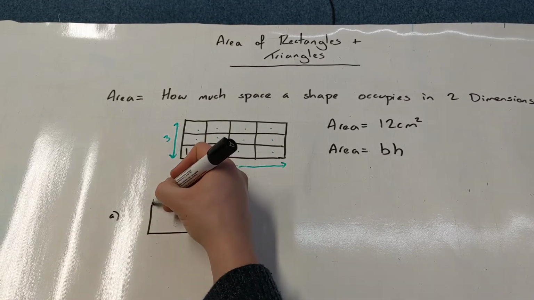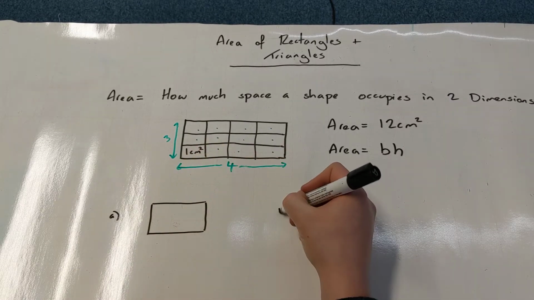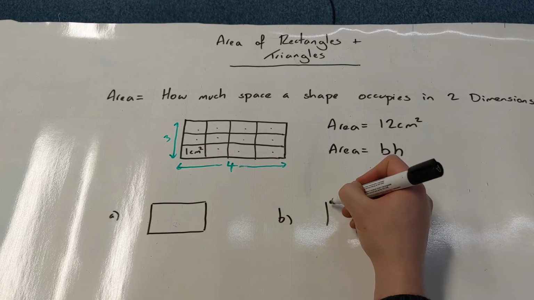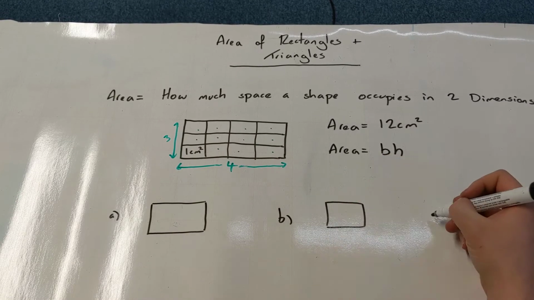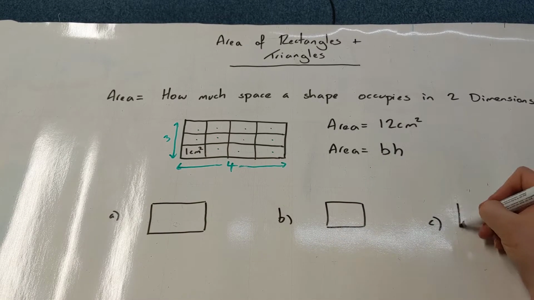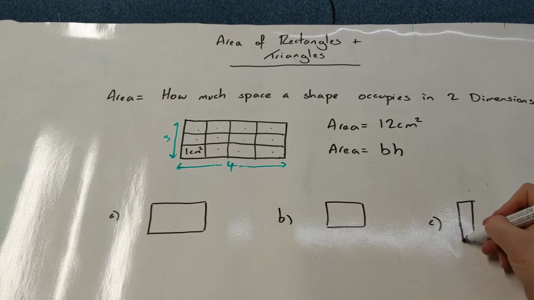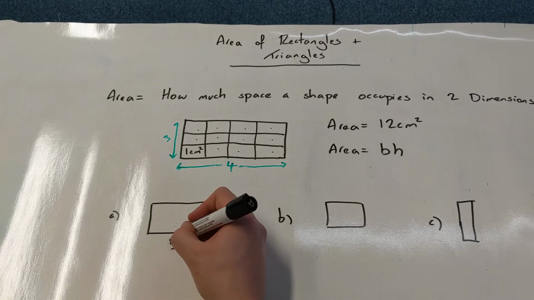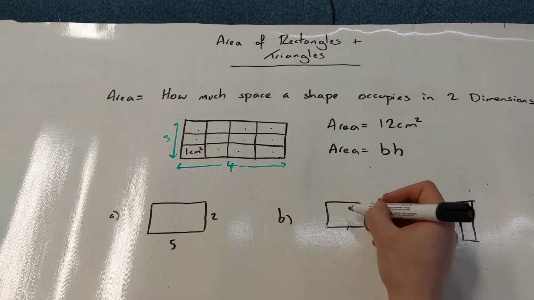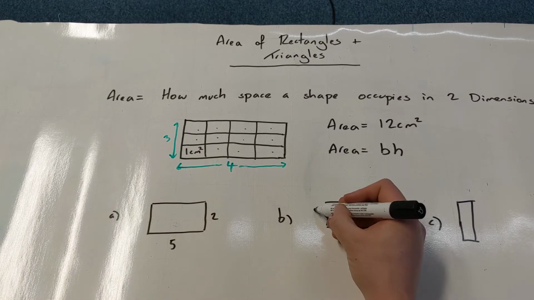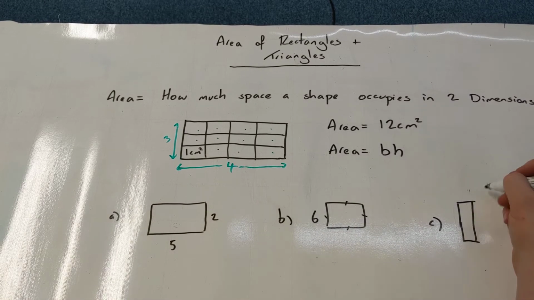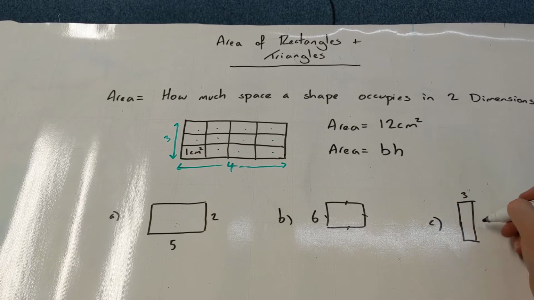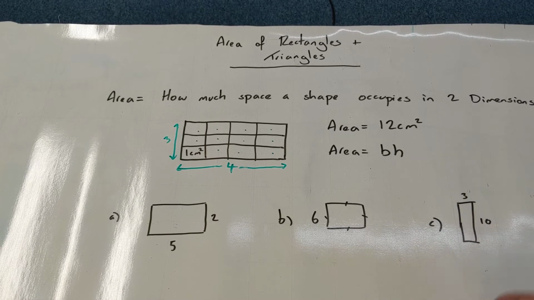So let's look at some examples of this. I'm just going to draw out a couple of shapes and get us to work out the area of them. Let's say this one is 5 by 2. We'll say this is a square and the other side's a 6. And we'll say this one is 3 by 10.